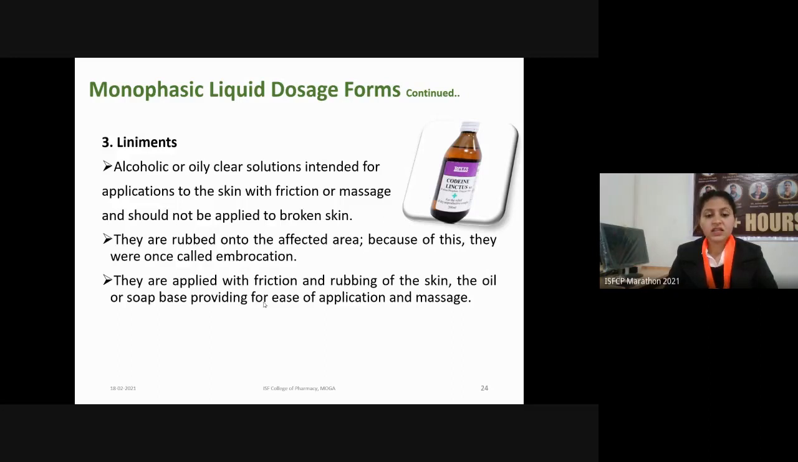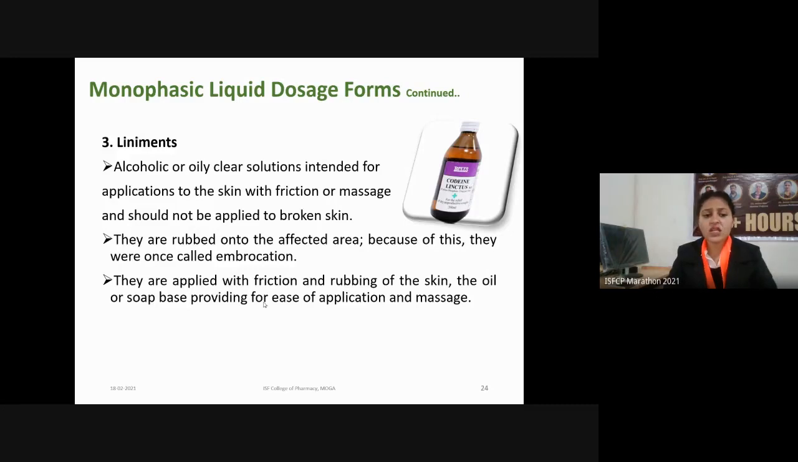The liniments are rubbed onto the affected areas, and because of this, they are also called embrocations. If we want the action of a liniment, we have to rub it on the affected areas. They are applied with friction and rubbing to the skin. If we want the effect of a liniment, we have to apply it by rubbing and applying friction on the skin.